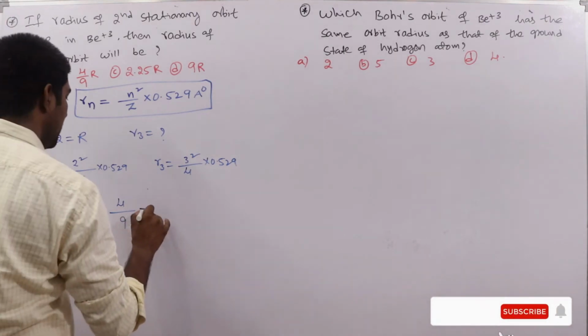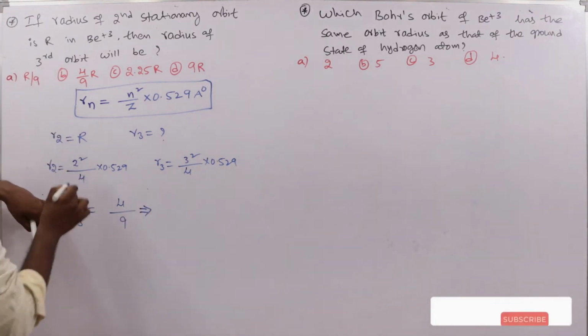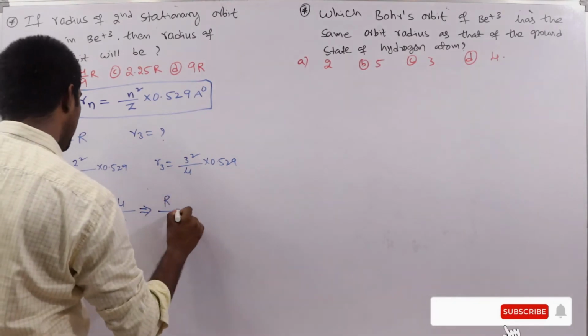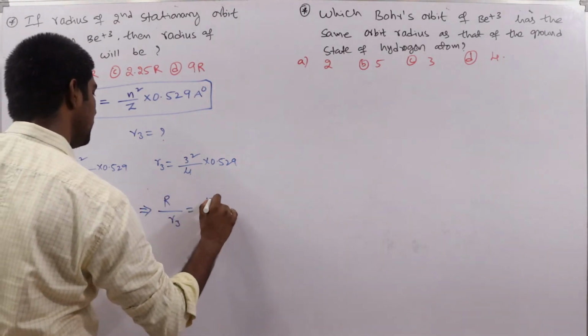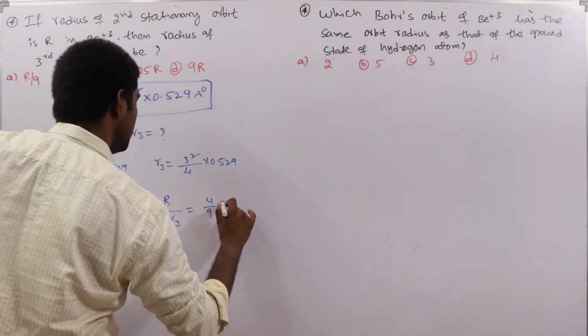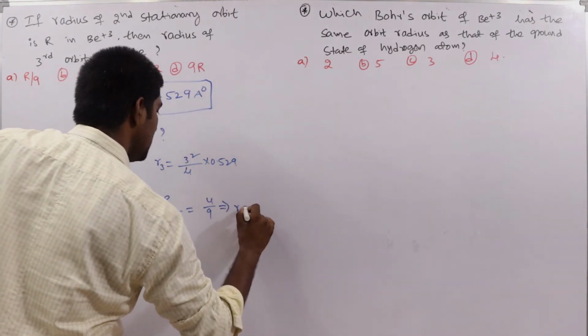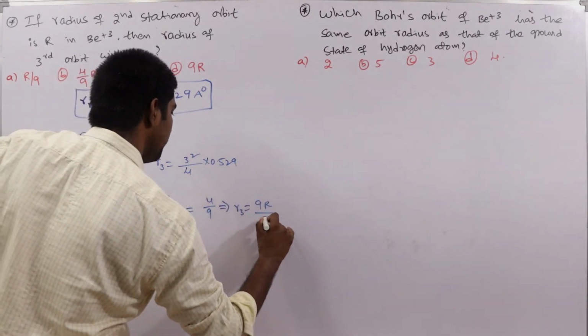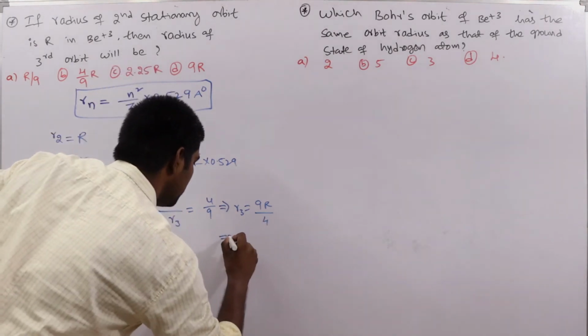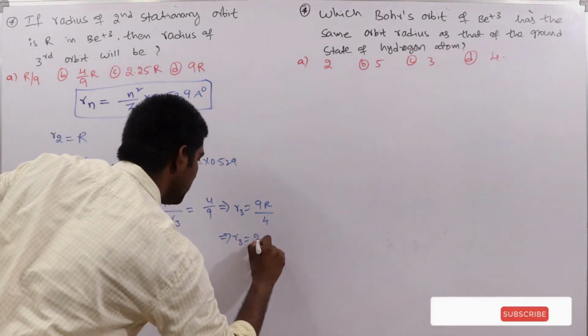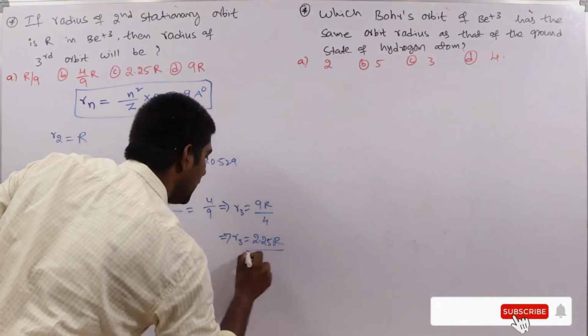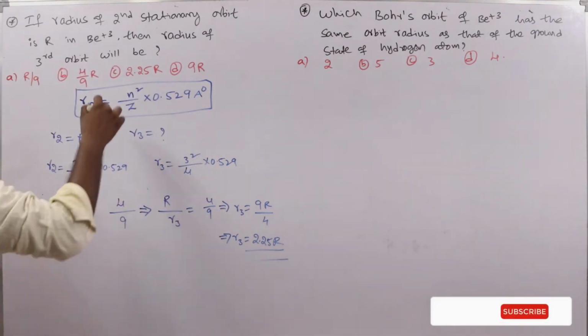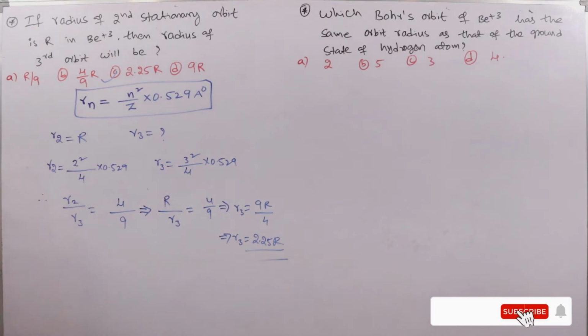And here also it is given that r2 is given as R. So R by r3 is equal to 4 by 9. From this, r3 is equal to 9R by 4, that is equal to 2.25 R. So what is the answer here? Option C is the answer.